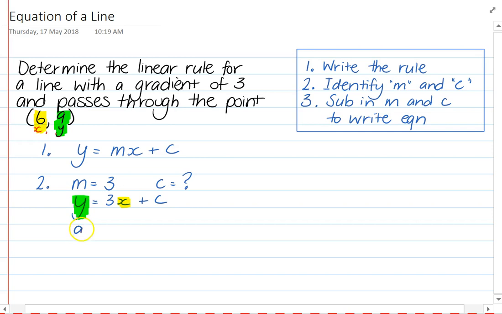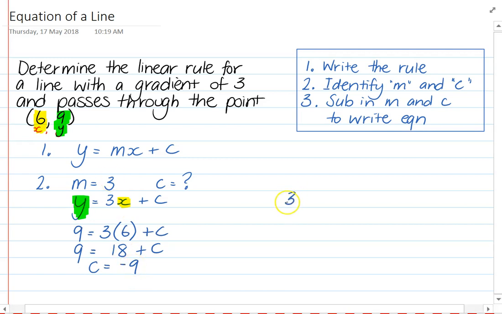So now I've got 9 = 3 × 6 + c. 9 = 18 + c. c = -9. So now I've got my m and my c.